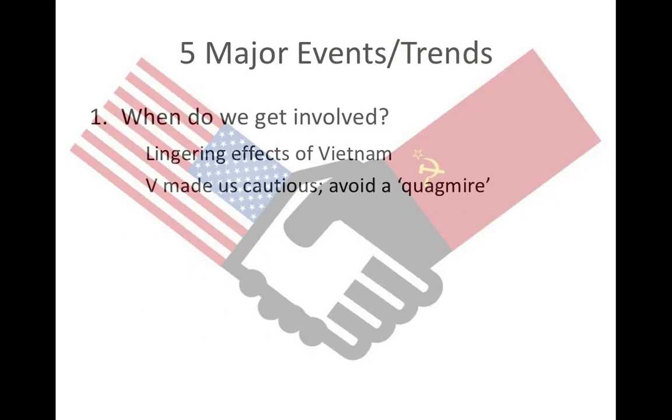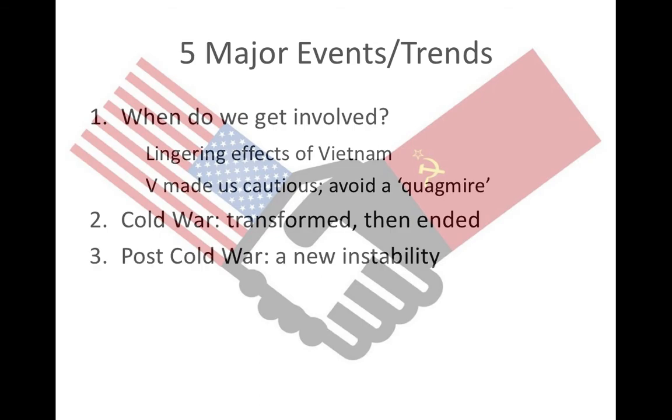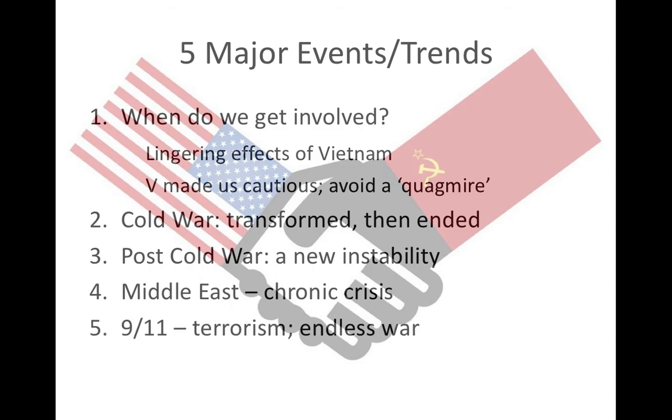So the issues, as usual, are the lingering effects of Vietnam, and when do we get involved. The Cold War will finally end. And then after the Cold War, what had been hoped for was a more peaceful time, and instead we get a new kind of uncertainty and instability. Middle East stays in chronic crisis, and then 9/11 changes everything, and it's probably the most important event since World War II in foreign affairs.